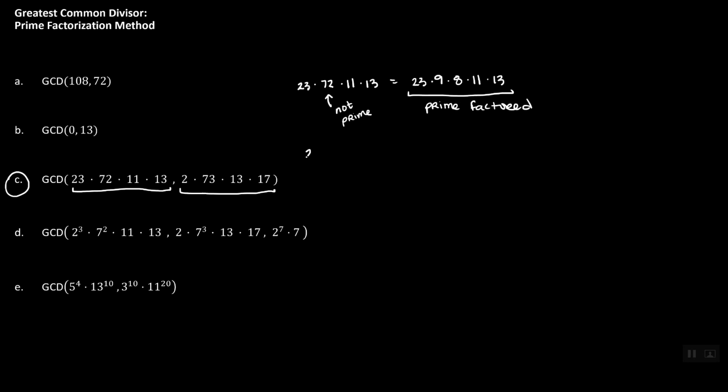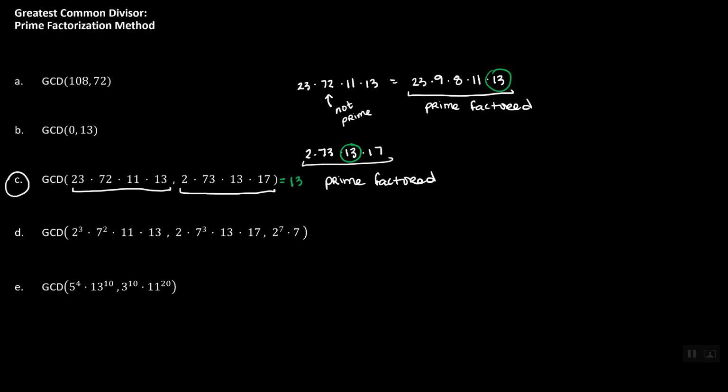The next number we're looking at is 2 times 7^3 times 13 times 17. In this list of products, 2 is prime, 7 is prime, 13 is prime, 17 is prime. So this is prime factored. All we need to do is look for any numbers in common. They both have 13 and nothing else. So the greatest common divisor or greatest common factor would be 13.